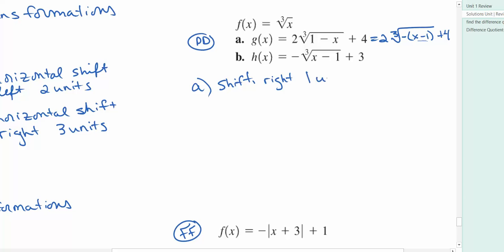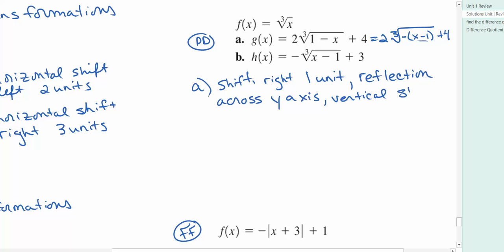The negative is going to be a reflection across, in this case, the y-axis. It's going to be a y-axis reflection. The 2 on the outside is going to be a vertical stretch by a factor of 2. And then up 4 units. Vertical shift up 4 units.